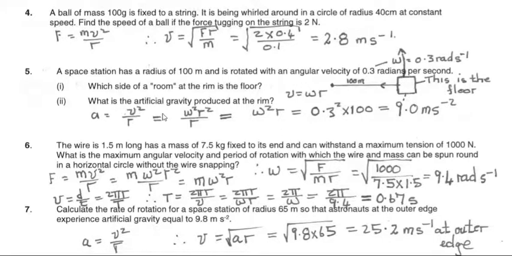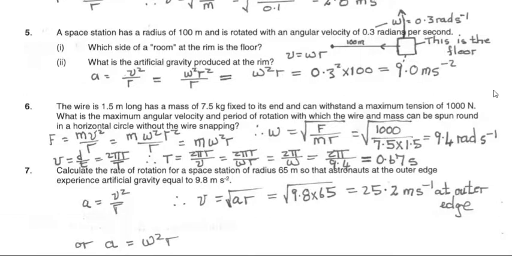Acceleration equals v squared over r equals omega squared r squared divided by r equals omega squared r. Simplifying, omega is 0.3, so we square that, multiplied by 100, gives 9.0 meters per second squared. So a bit less than the gravity on the Earth. Remember, gravity is just an acceleration.